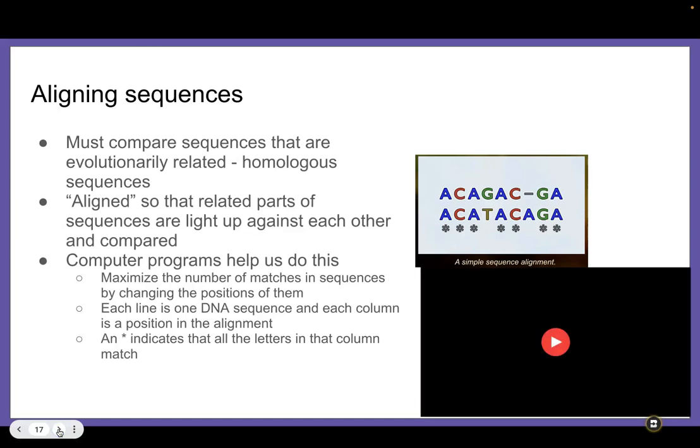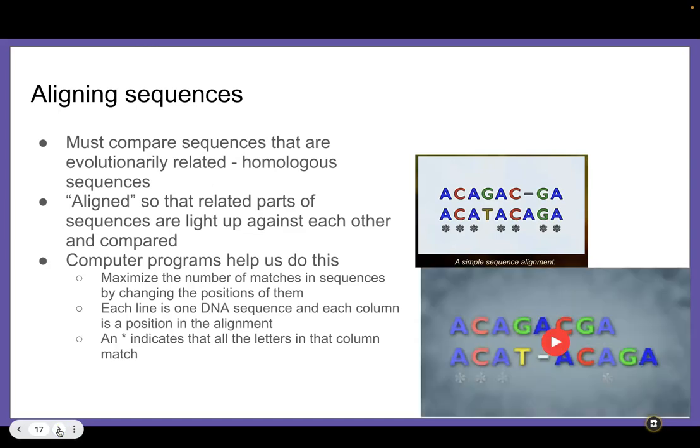Now, in order to figure out what they share, we have to compare the sequences. And to do that, we actually have to align the sequences. So we look at things that we think are evolutionarily related, or homologous sequences, things that relate to each other. And we basically go through and put them all next to each other, we run them back and forth, and we see, oh, where are the highlights? Where are the most commonalities? And we just try to maximize the number of matches in a sequence by changing the position in them.